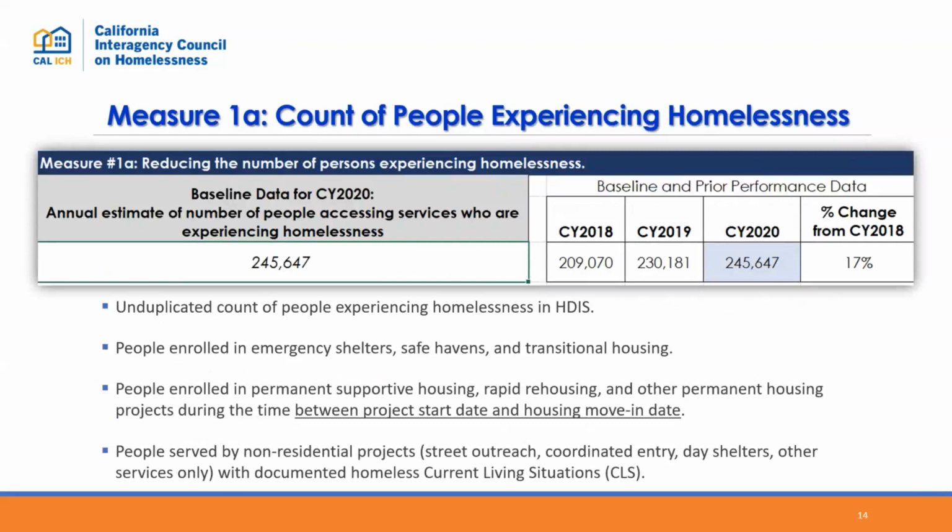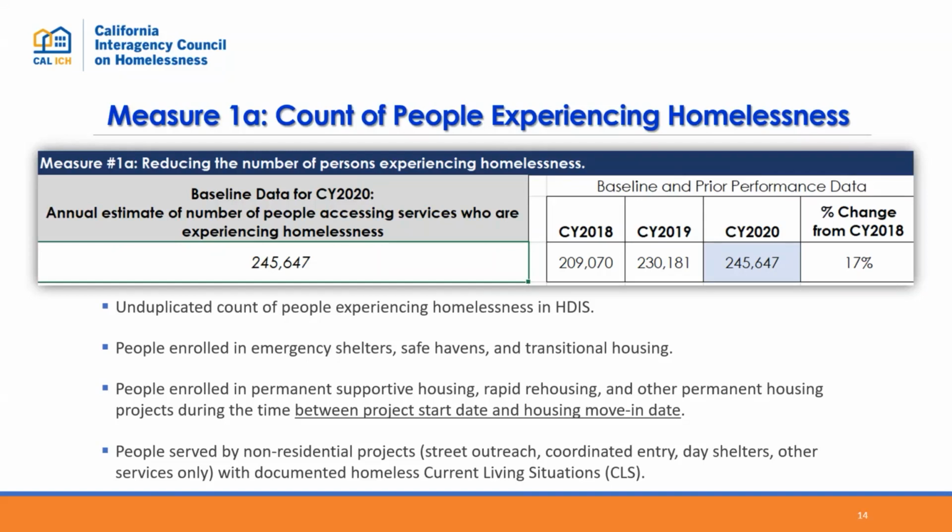Measure 1A, count of people experiencing homelessness. Measure 1A is an unduplicated count of people who experienced homelessness within the COC during the year. This includes people who were served in emergency shelters, safe havens, and transitional housing, people served by permanent supportive housing, rapid rehousing, and other permanent housing projects who had time during the year between an enrollment date and a housing move-in date when they were considered homeless, and people who were only served by non-residential projects, including street outreach, coordinated entry, day shelters, and other services-only projects.